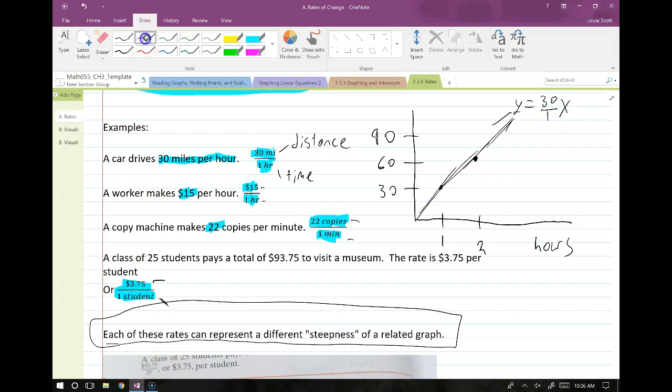But if we want a different rate, let's say y equals 60 over 1x, for 60 miles per hour, after the first hour we're going to end up all the way at 60 miles. I'll make another 120 up here. For the second hour, we're going to be all the way at 120 miles. And so when we graph these two, our distance graph, the higher rate corresponded to a higher steepness in the graph.